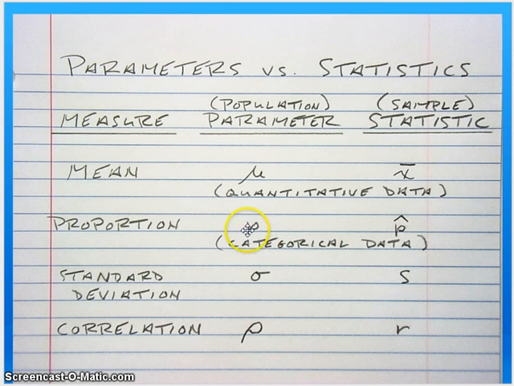And this proportion p with no hat on it that applies to the population would be the proportion of the population that has a characteristic, whereas over here this p hat would be the proportion of the sample that has a characteristic. So it's important to keep this in mind when you're talking about your data. Means would apply in situations where you're working with quantitative data, and proportions would apply in situations where you're working with categorical data. You've seen the standard deviation, sigma, for a population versus s for a sample, and the correlation rho, Greek letter rho, for a population versus the correlation r for a sample.